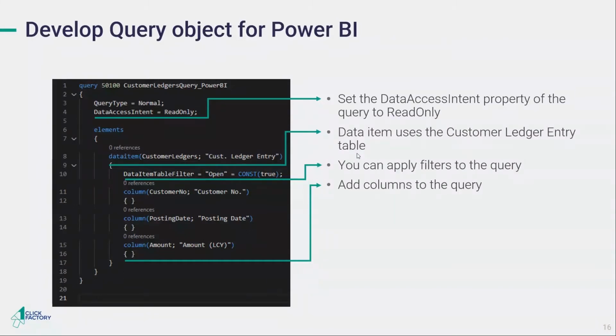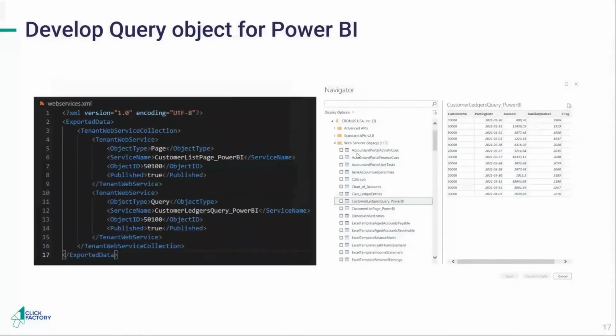Again, just by defining the table you want to use, of course, it's quite a simple example, but we're exposing, let's say, customer ledger entry. We are applying some filters on it, and we are exposing a few columns, and that's basically it. That's all you need to build this query, because finally to expose it, you need an additional object. You need a query object.